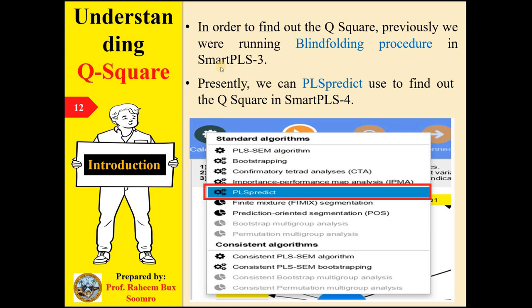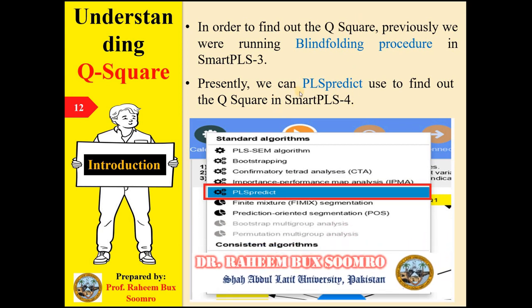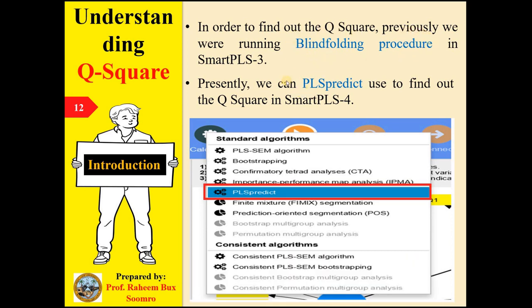In SmartPLS 3, we were using the blindfolding procedure to get the value of Q square. But now, as we are using SmartPLS 4, they have ceased to use the blindfolding procedure. Instead, they have introduced another algorithm called PLS predict. Here you are looking at PLS predict. If you click it, the software will provide you the value of Q square.